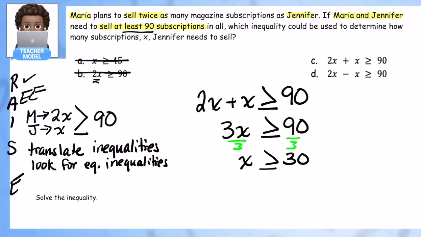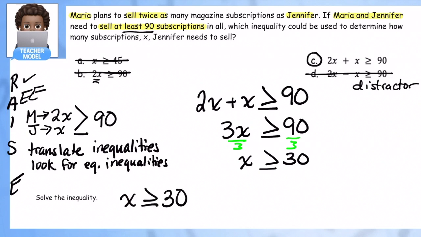And now I'm left with 2 that look very similar, except one has plus x and one has minus x. Because we know that we're combining Maria and Jennifer needing to sell 90, I'm adding them together. I'm going to choose C as my answer, and D is my distractor. Because I know I want them together. They must together sell more than 90 or equal to 90. So here we go, we've also solved our inequality.